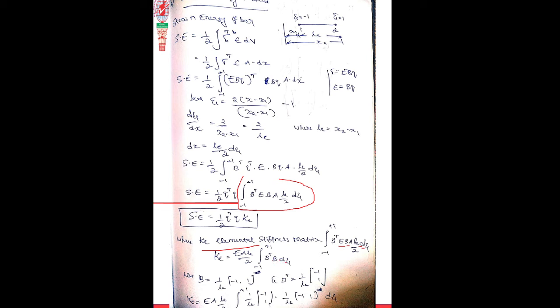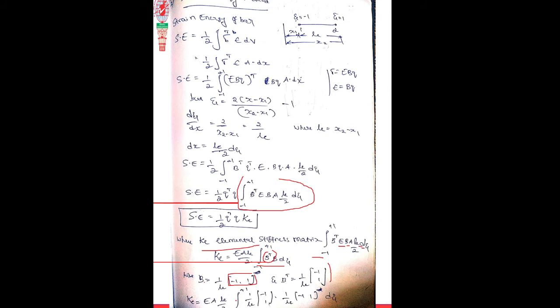into B into dζ. So therefore I know already B, the strain displacement matrix, is 1 by Le [-1 1]. But the transpose matrix B to the power of T, I have to express in the transpose matrix. Means it is a row matrix, which we are going to convert into a column matrix, that is 1 by Le [-1, 1]. Therefore, I got B to the power of T and the B matrix. That I am going to substitute in the Ke equation. So you substitute both the values here, then you get Ke like this.